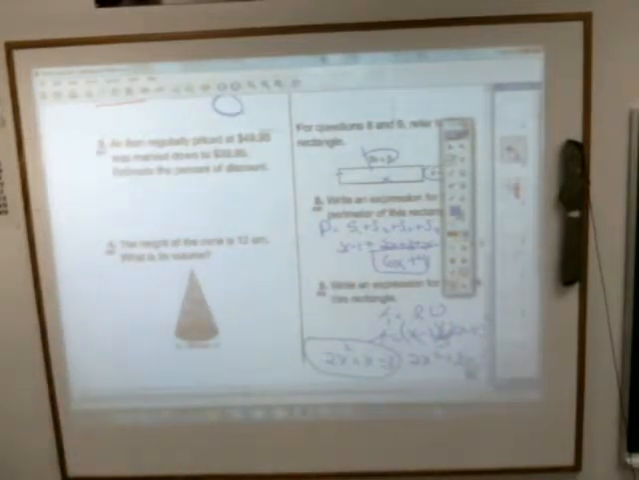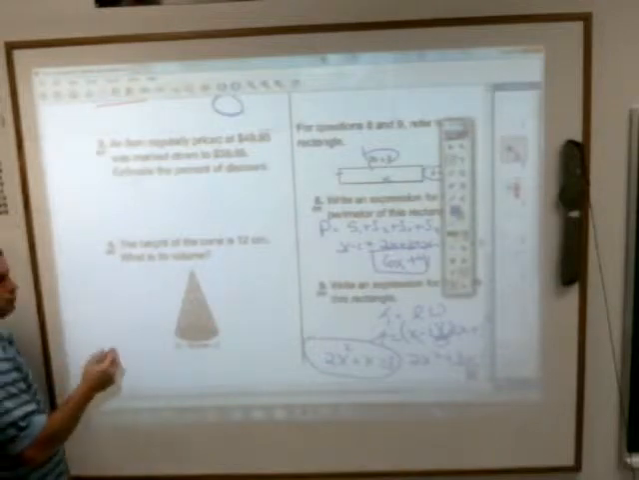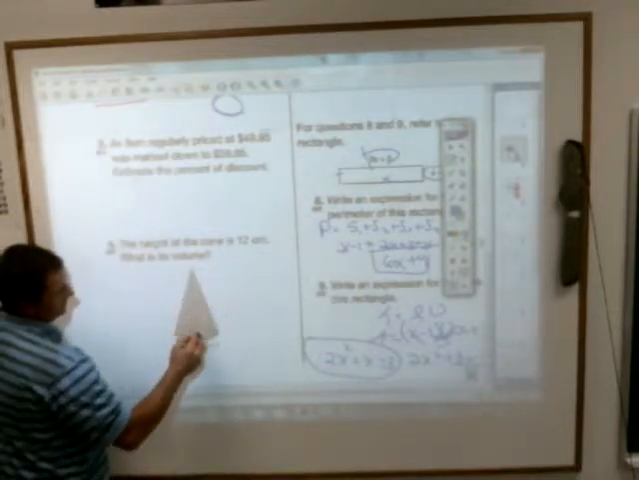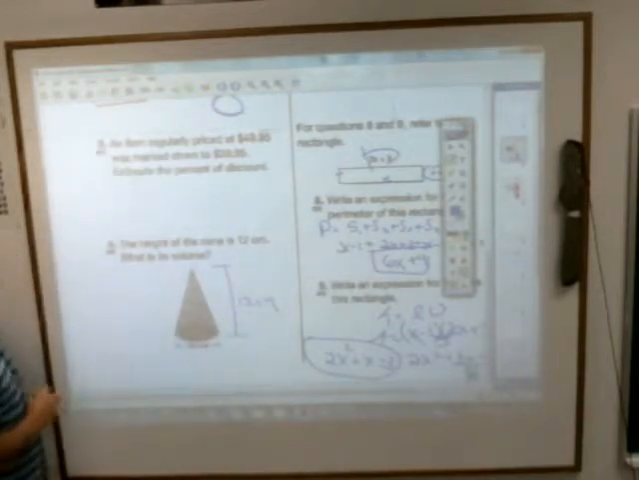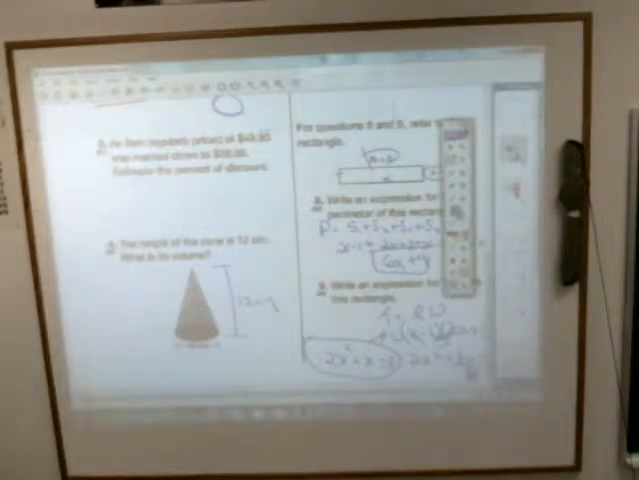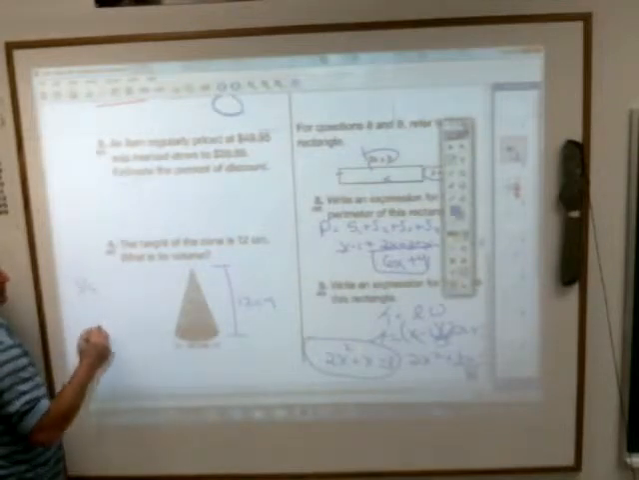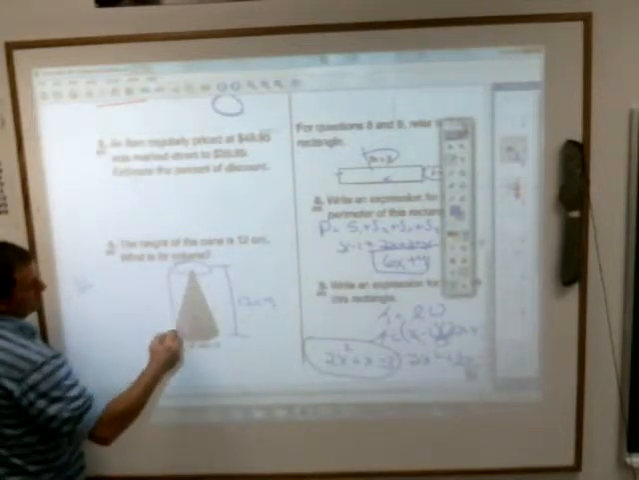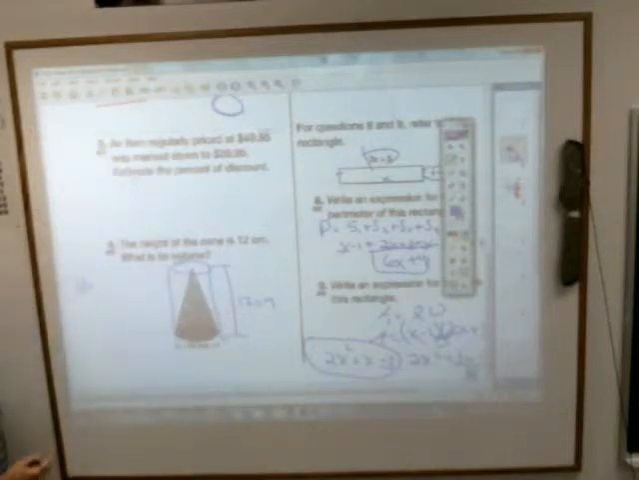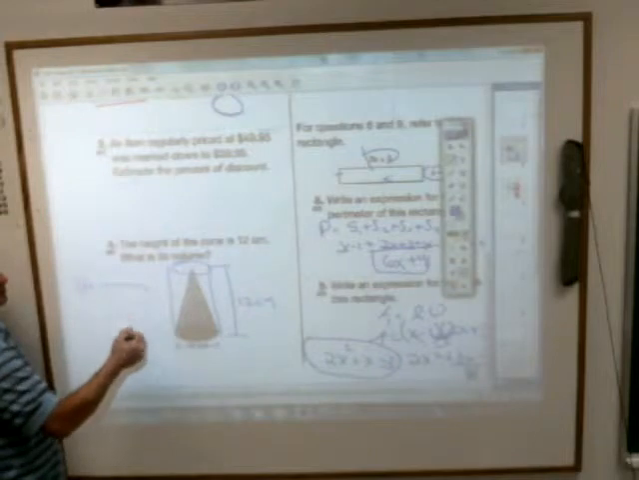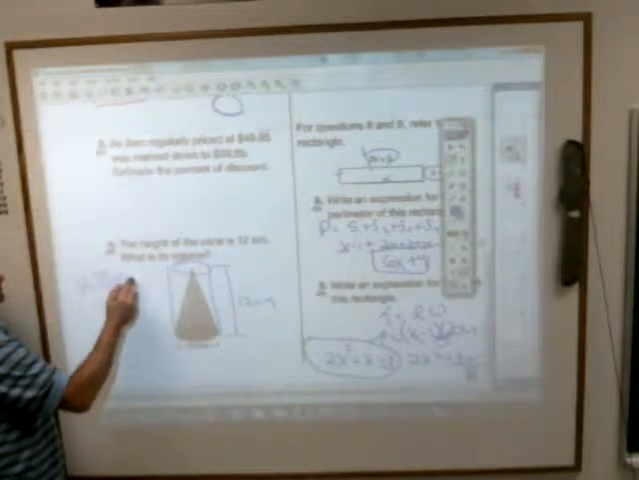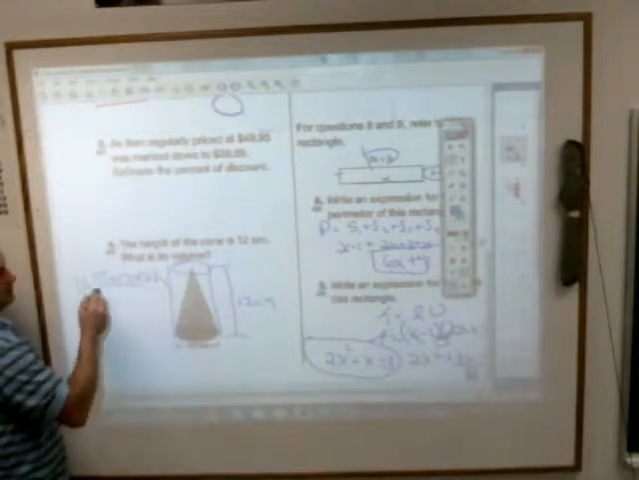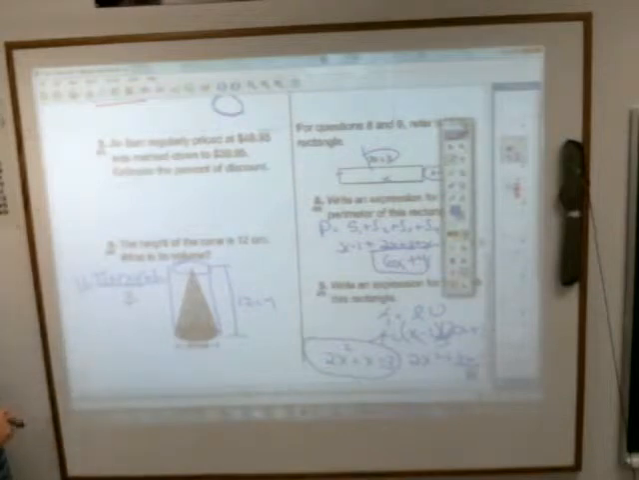These would be things you would probably put in your notes. The height of the cone is 12 centimeters. What is its volume? They gave me the height. Well, let's just draw the height over here. Height is 12 centimeters. Remember, cones and pyramids get divided by 3. So here's the formula for the volume of a cone. The volume of that cone is the formula for a cylinder divided by 3, because that's what a cone is. It's actually put inside of a cylinder. And the cylinder is simply pi times radius squared times height, all divided by 3, because it's a cone.